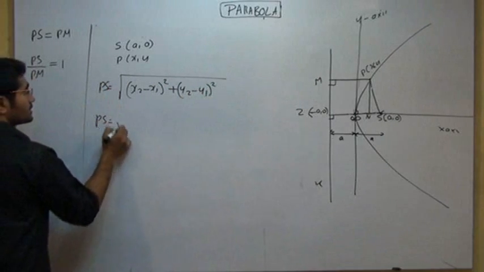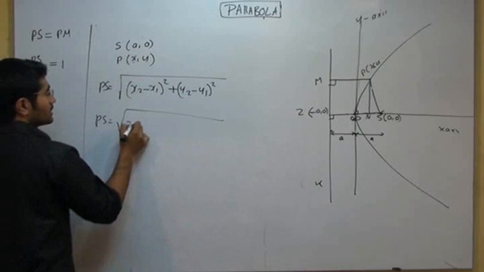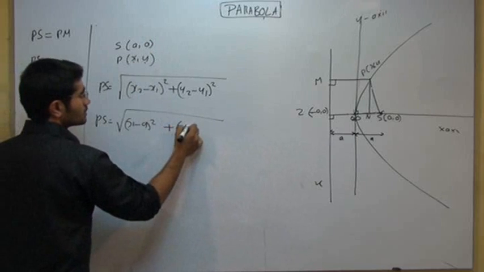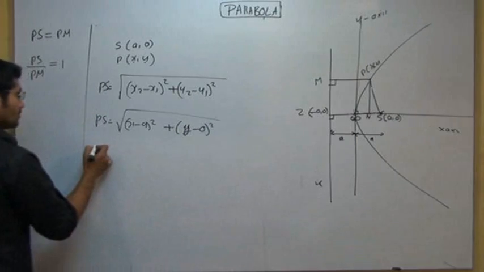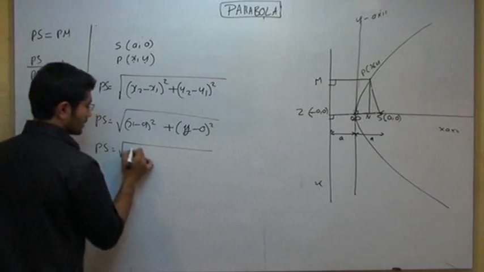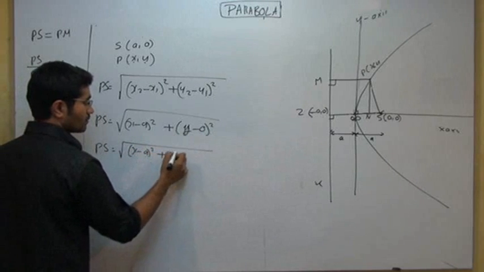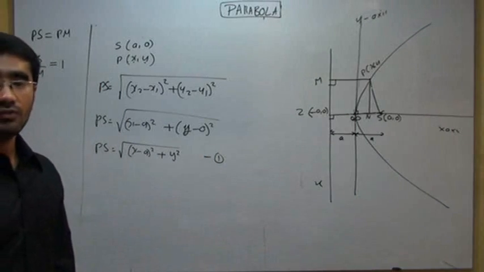So can I write PS as, who is x2 here? Take any one of the x2, let us say this is x2. There is (x minus a) whole squared plus (y minus 0) whole squared. So that's all about PS. Right? So I got PS as square root of (x minus a) whole squared plus y squared. So keep that, that's my first equation. Right.